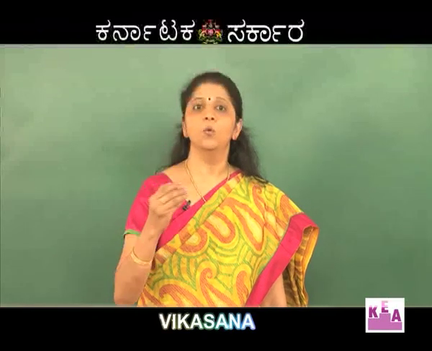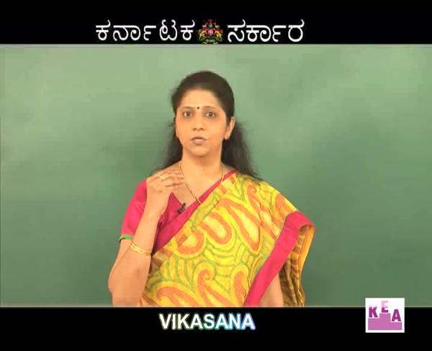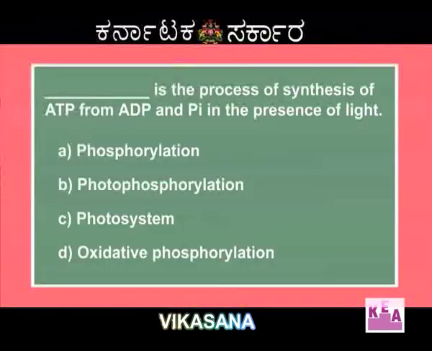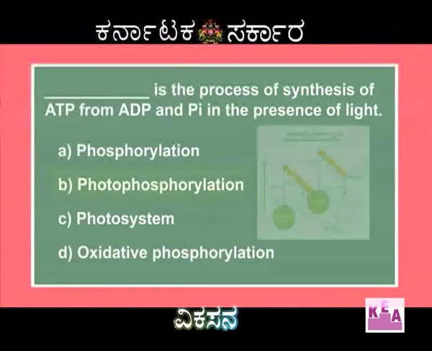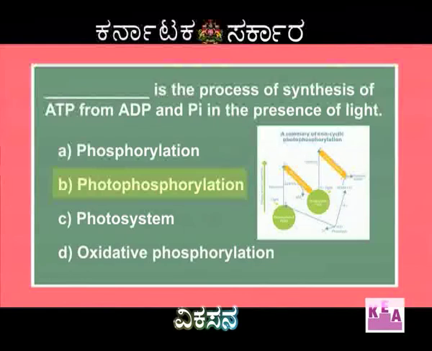So now you have understood what is phosphorylation, oxidative phosphorylation, photophosphorylation and substrate level phosphorylation. So you can answer, which will be the answer? Option B, photophosphorylation, will be the correct answer, because in photosynthesis, light is providing energy for the phosphorylation.